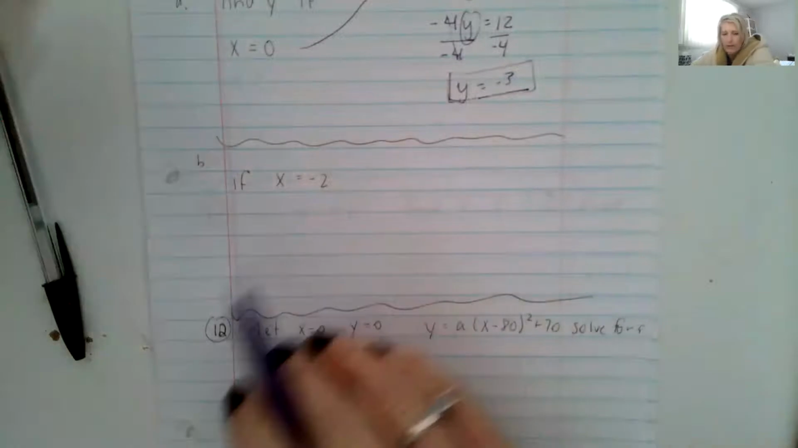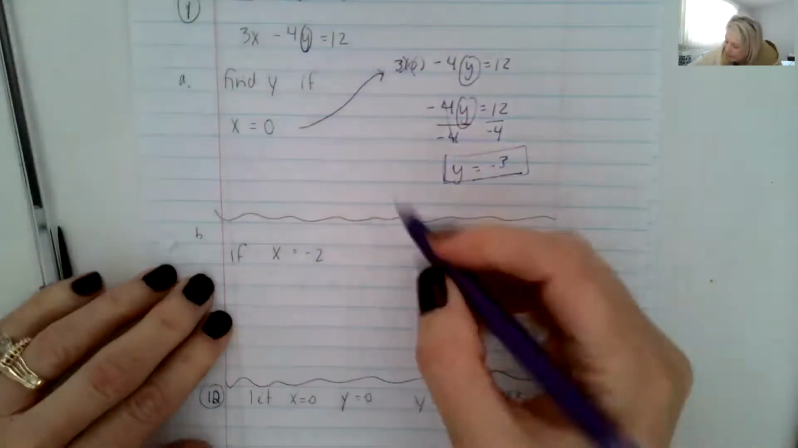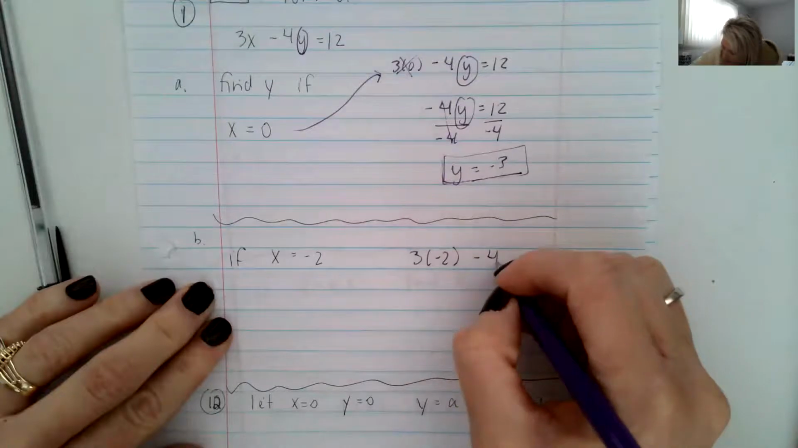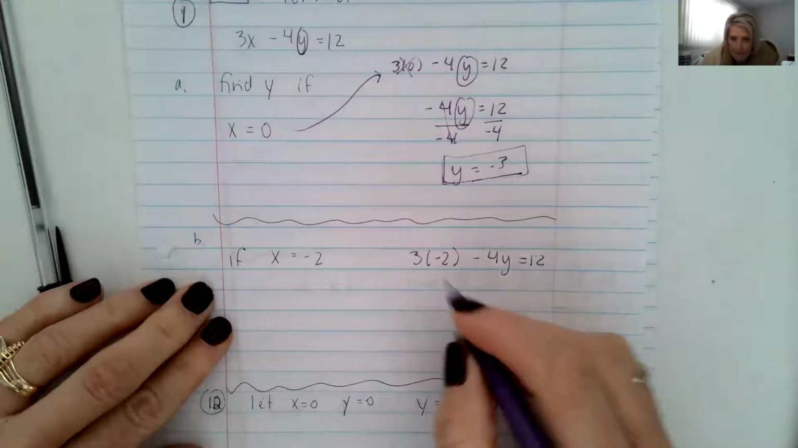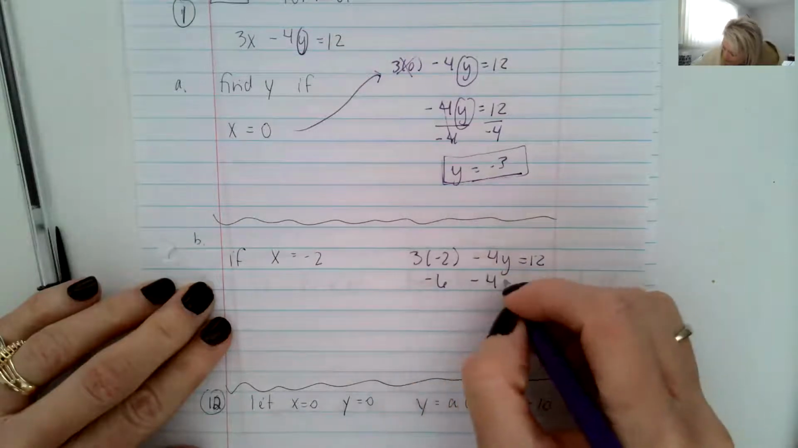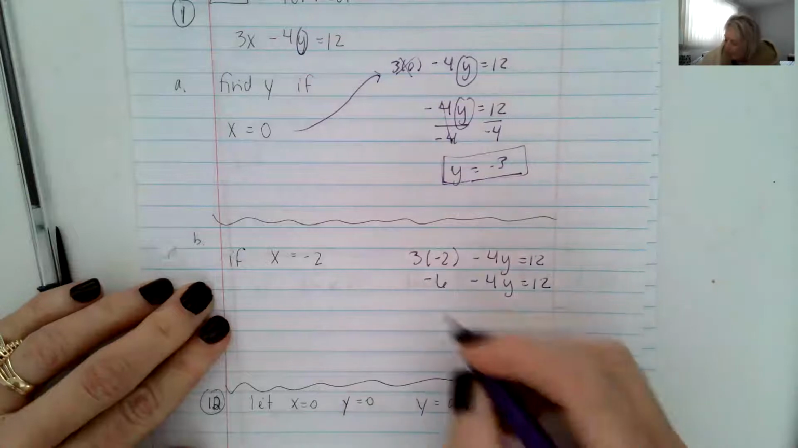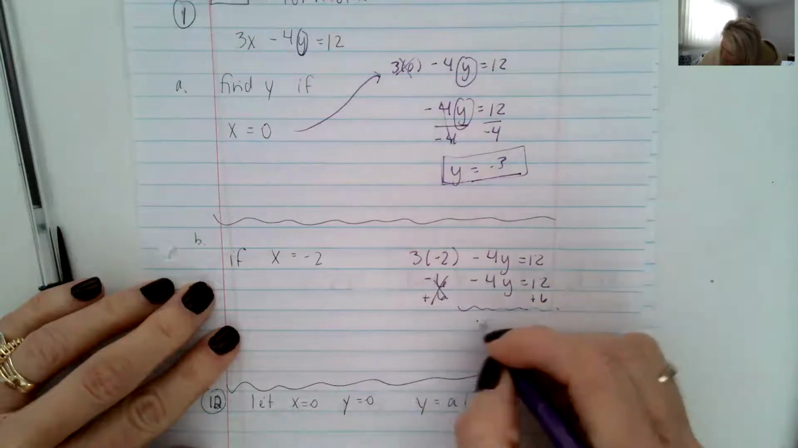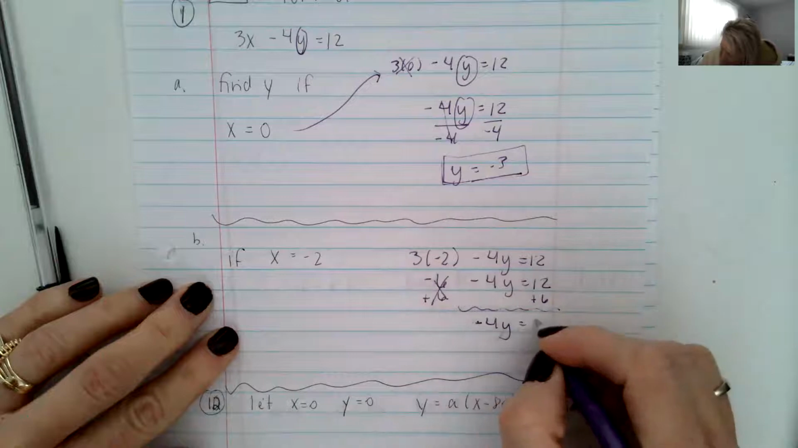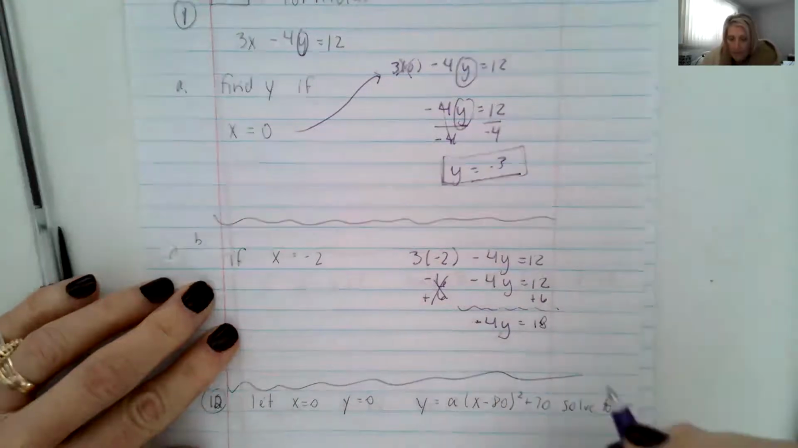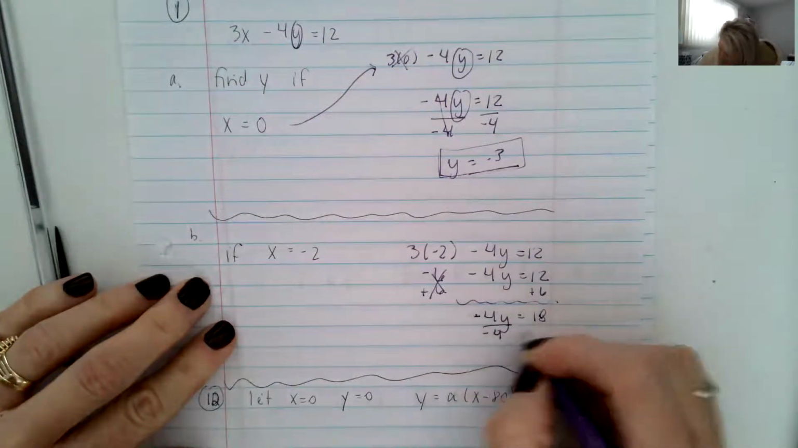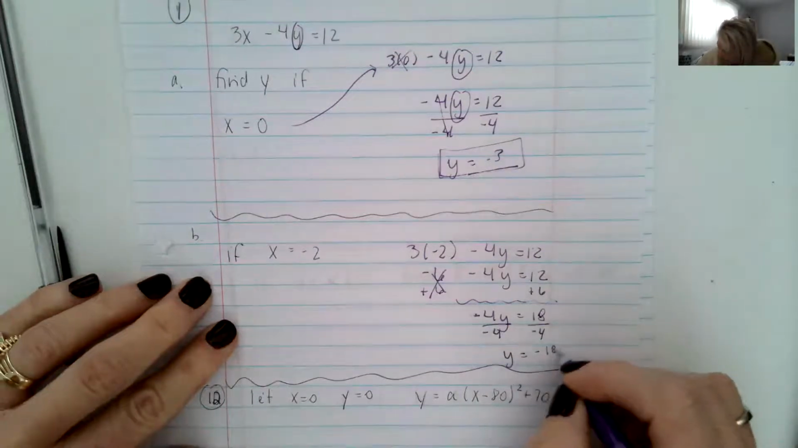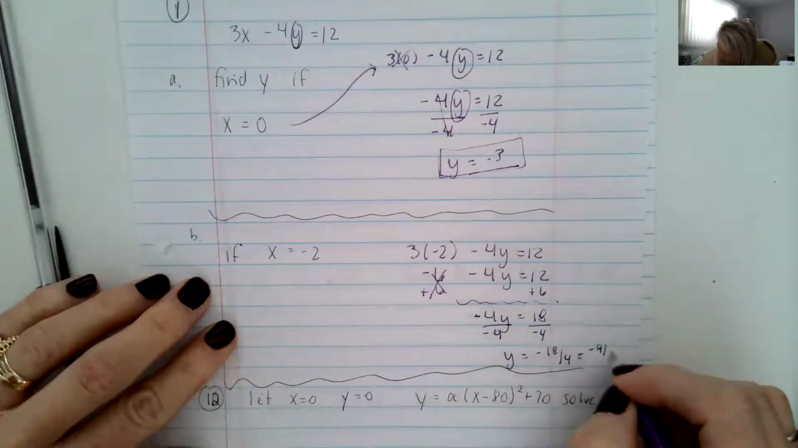Then it says, solve that same equation if x were to equal negative 2. So if x were to equal negative 2, then this would be 3 times negative 2 minus 4y equals 12. And 3 times negative 2 is negative 6. Minus 4y equals 12. So using the addition property, we get minus 4y equals 18. And then we're going to divide by negative 4, and we get negative 18 fourths. You could divide that by 2 and get negative 9 halves.